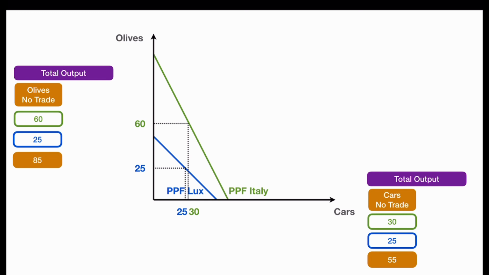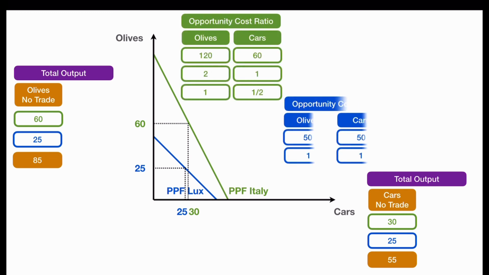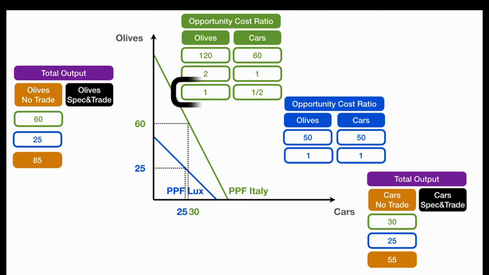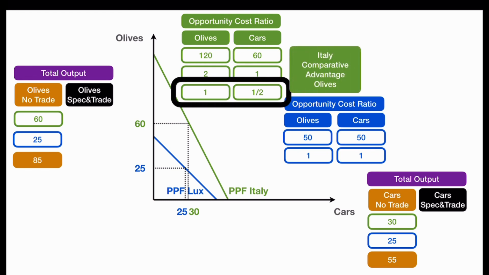When countries consider the opportunity cost of production, they can choose to specialise. Trade allows countries to specialise as they can make more than they need in order to sell it to others. In olive production, Italy has a lower opportunity cost and possesses comparative advantage. Italy decides to increase production to 100,000 tonnes of olives and only produce 10,000 cars.